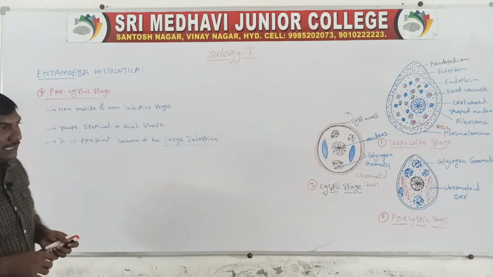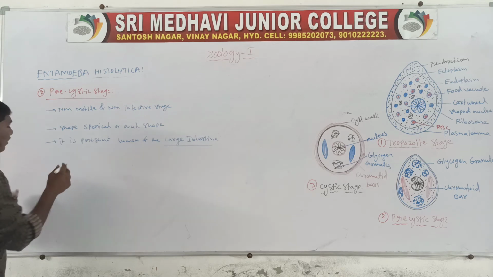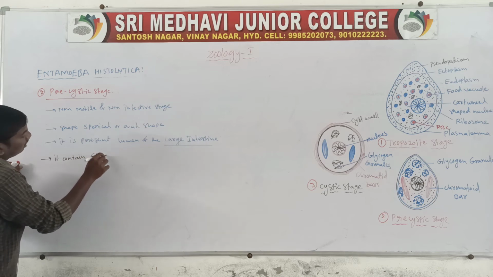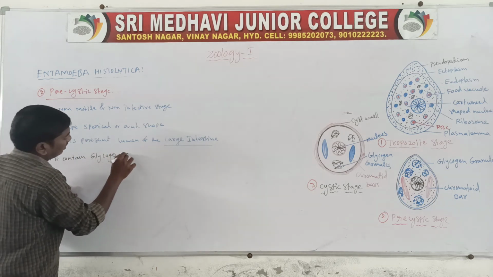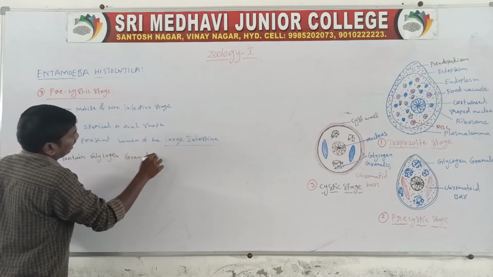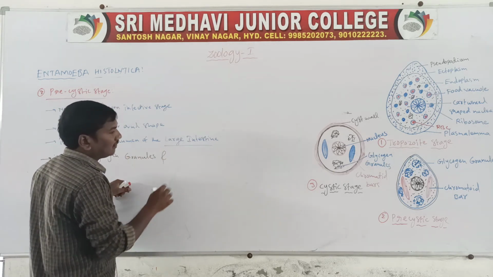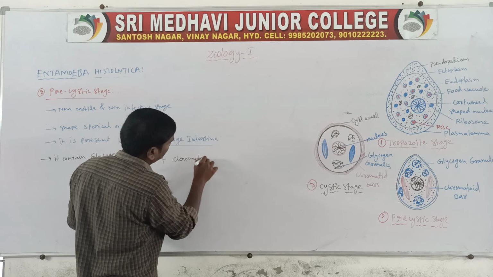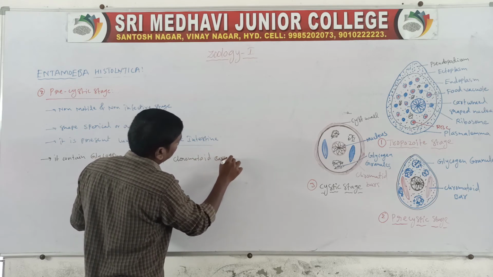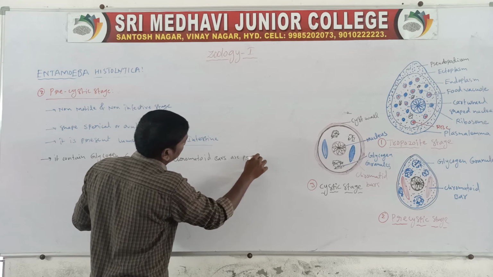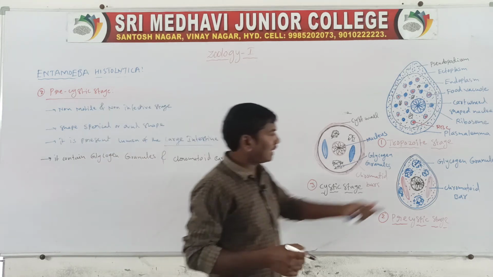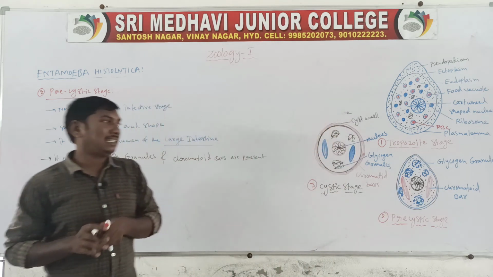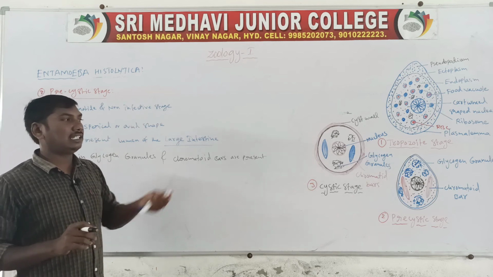Next, in this precystic stage they contain glycogen granules and chromatid bars. Glycogen granules and chromatid bars are present in the precystic stage. They are the reserve food materials of the stage.